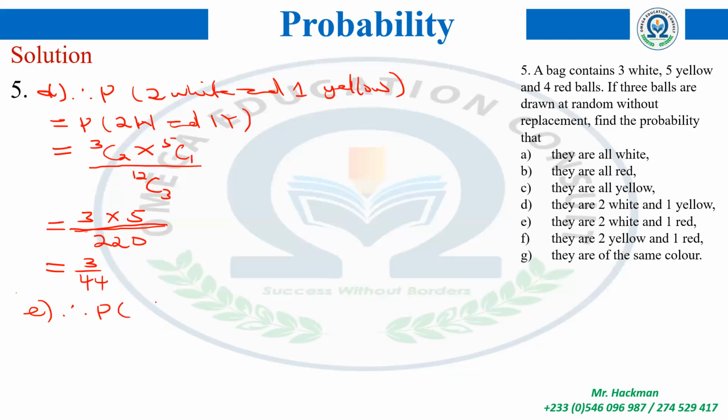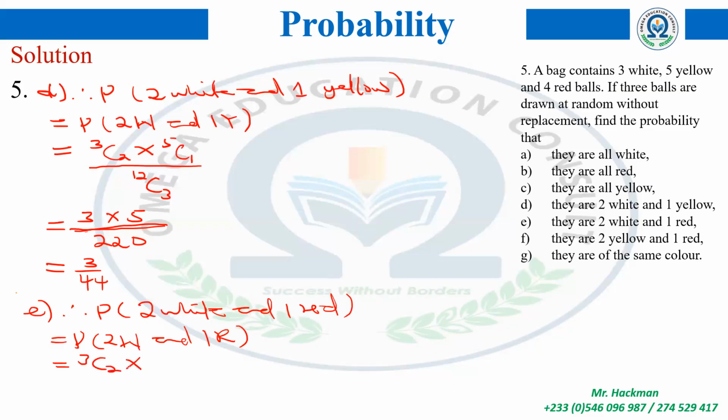Okay, we are looking at what? 2 white and 1 red. Which indirectly will be P, 2 W and 1 R. We know the W, how many do you have? 3. So it will be 3 combination 2 times the R, how many? 4. So 4, we need only 1, all over our 12 combination 3. So from here, you should be able to proceed.